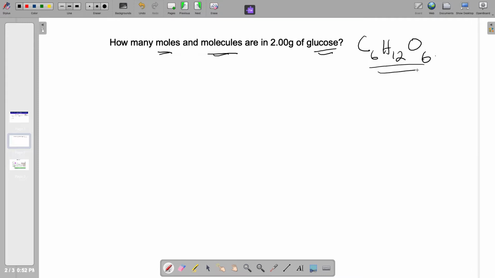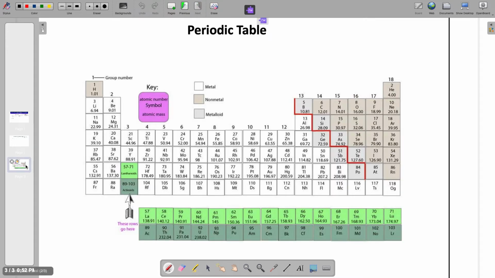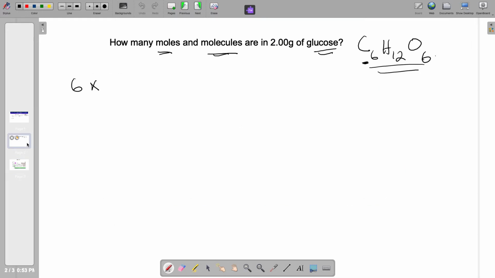To find the molar mass of glucose, you calculate as follows. We have 6 atoms of carbon, 12 atoms of hydrogen, and 6 atoms of oxygen. So we'll find the molar mass of the 6 carbon atoms, the 12 hydrogen atoms, and the 6 oxygen atoms, and add everything together. This is how you set it up. We'll say 6 times the molar mass of carbon on the periodic table. You look on your periodic table, and you see that carbon has a molar mass of 12.01 grams per mole. So we say 6 times 12.01 grams per mole. Then we close this, put in parentheses.